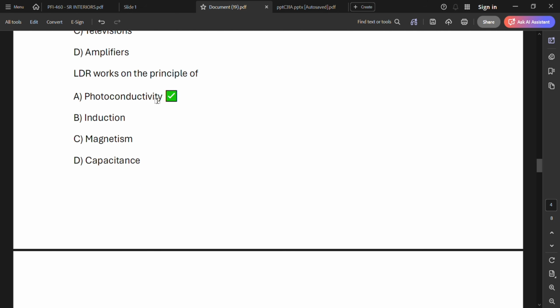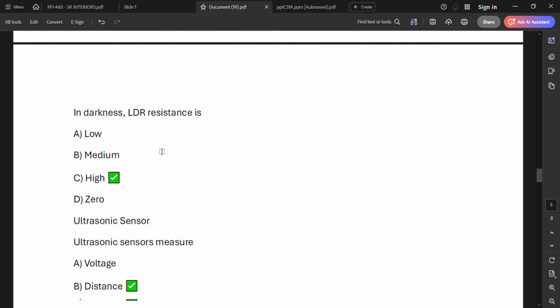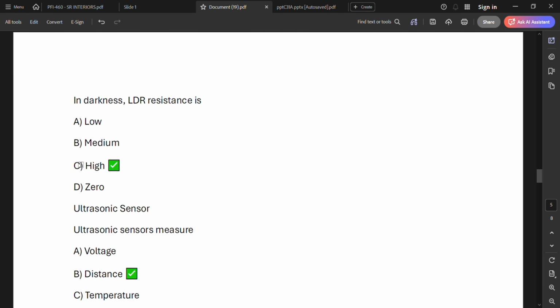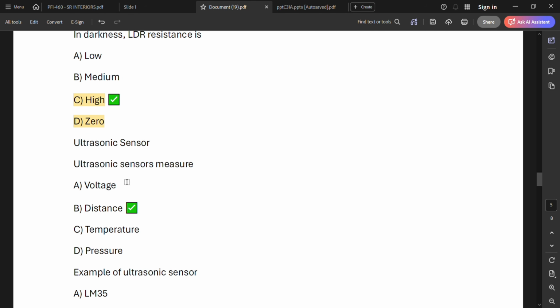Next question. LDR works on the principle of photoconductivity, induction, magnetism, or capacitance. The correct answer is option number A, photoconductivity. Next question. In the darkness, LDR resistance is low, medium, high, or 0. The correct answer is option number C, high.